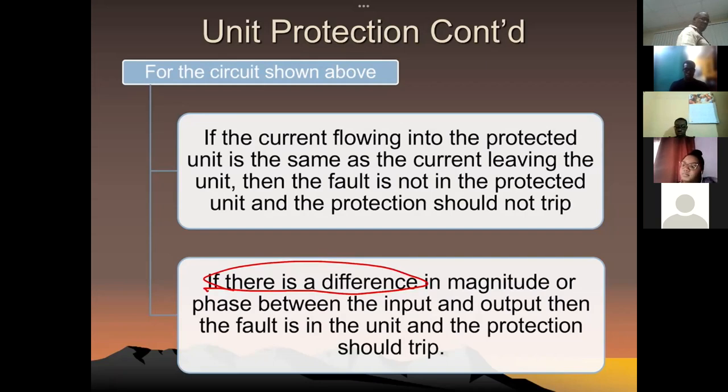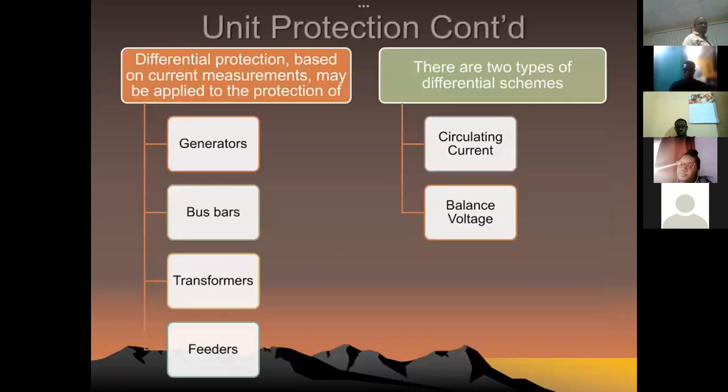So the condition is, if the current going in is not equal to the current going out, then you'll have that current difference, meaning that the fault is in the unit being protected, or in the portion of the network being protected, and you should operate. Okay, that's a basic principle. But of course, there's nothing so simple in power systems.